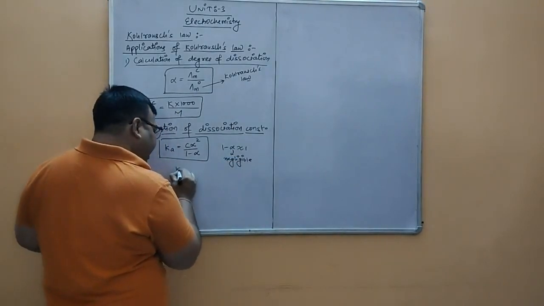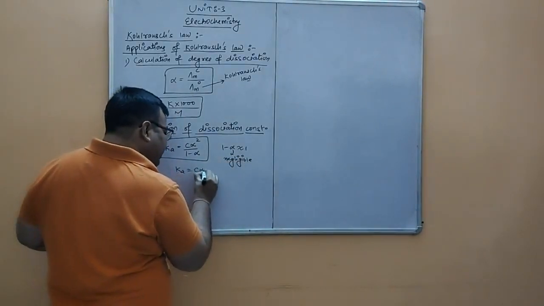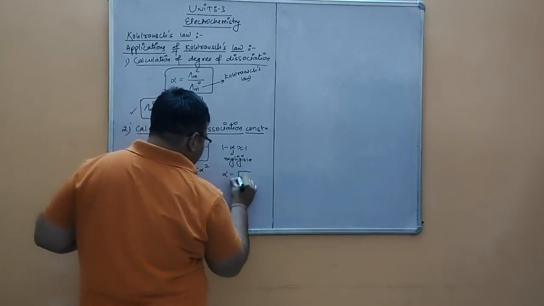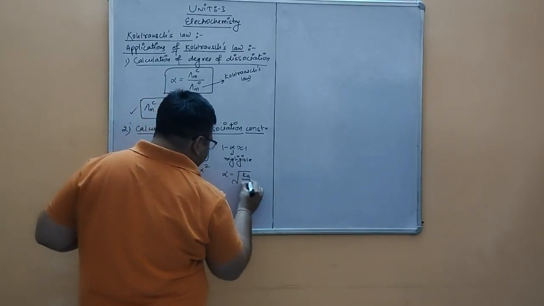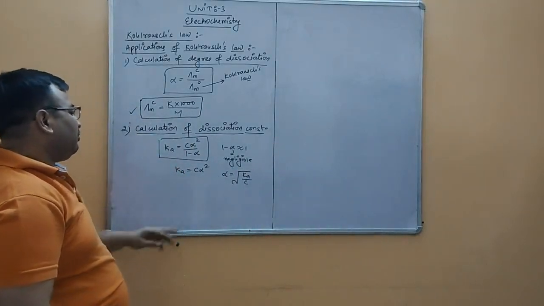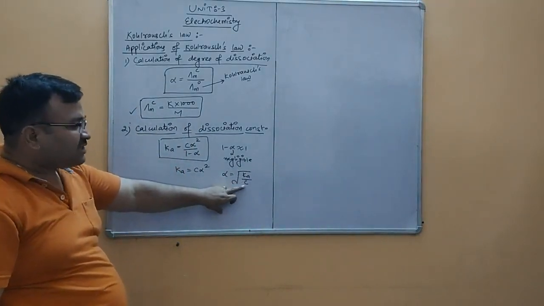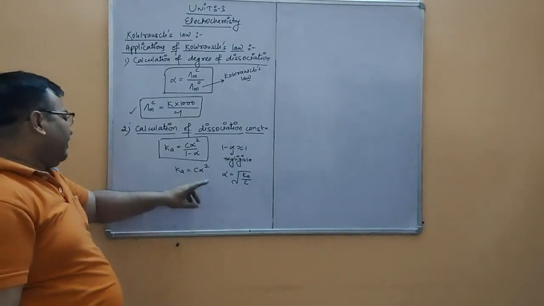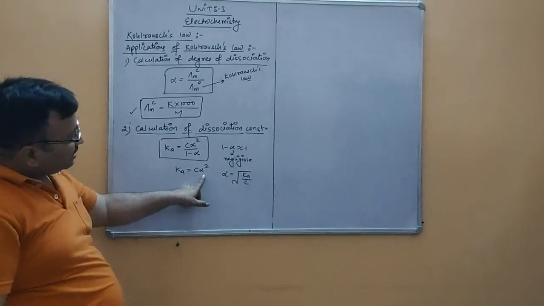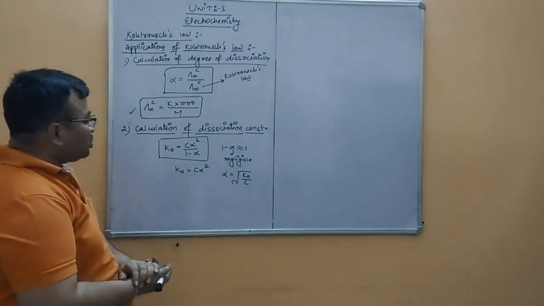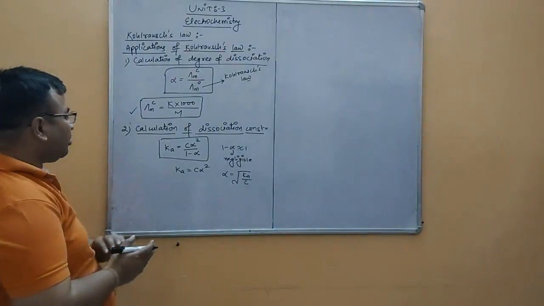So Ka equals C alpha square, or alpha equals the square root of Ka divided by C. If we have the value of concentration and Ka, we can easily calculate the value of alpha. And if we have the value of concentration and alpha, we can easily calculate the dissociation constant. I hope it is clear to all of you.